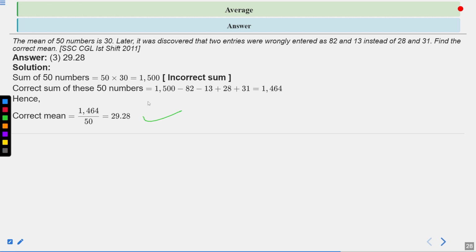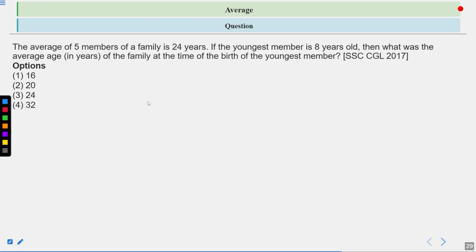Next one. The average of 5 members of a family is 24 years. If the youngest member is 8 years old, then what was the average age of the family at the time of the birth of the youngest member? This question was asked in the SSC CGL exam in 2017. There are 4 options. First one is 16, second is 20, third one is 24, and fourth one is 32. Now you have 10 seconds to analyze the question. Your time starts now.